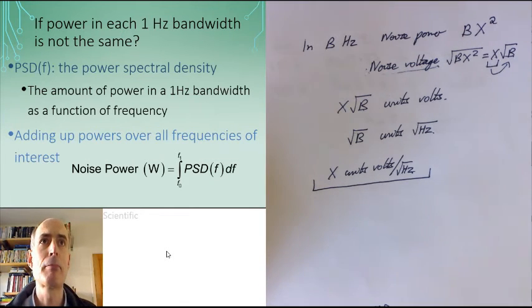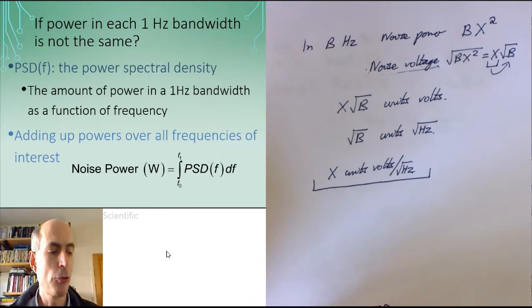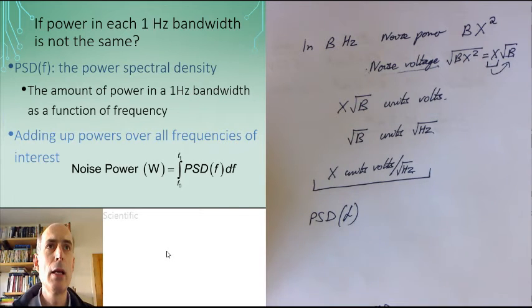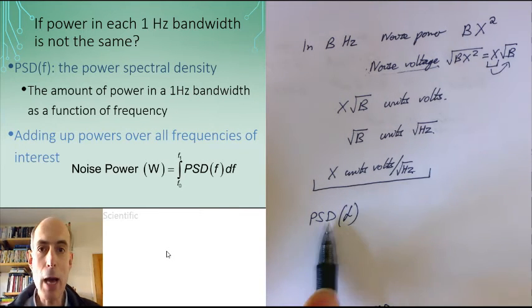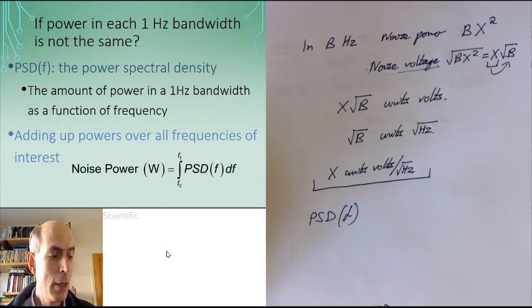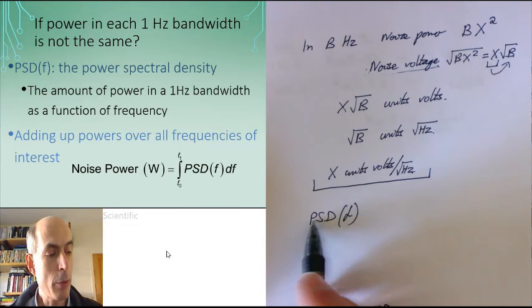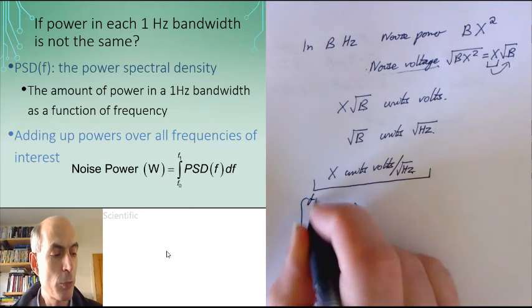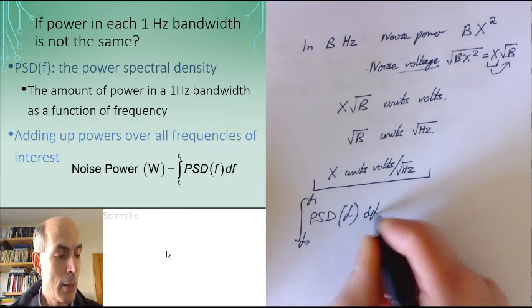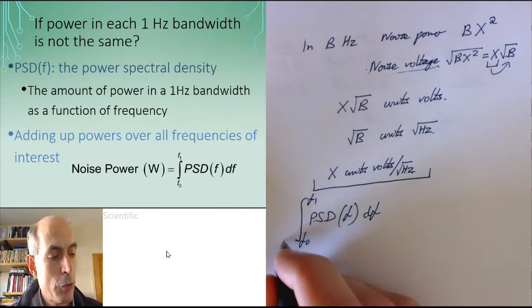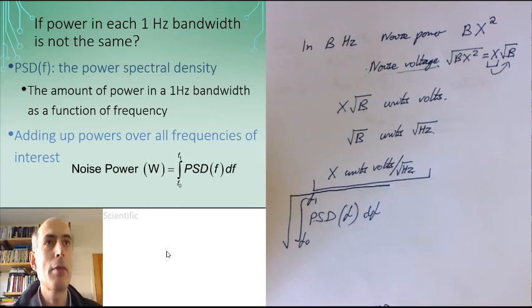Then we have to define the amount of noise in a 1 Hertz bandwidth as a function of frequency. And we call that the power spectral density, or the PSD. It's a function of frequency, and it tells you how much noise power there is in a 1 Hertz bandwidth as a function of frequency. To get the total noise from the power spectral density, we just have to integrate it over the range of frequencies that we're interested in, and that will tell us the total noise power between those two frequencies. We just take the square root of that, and that will give us our noise voltage between those two frequencies.